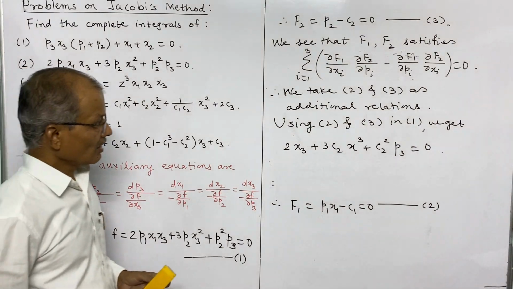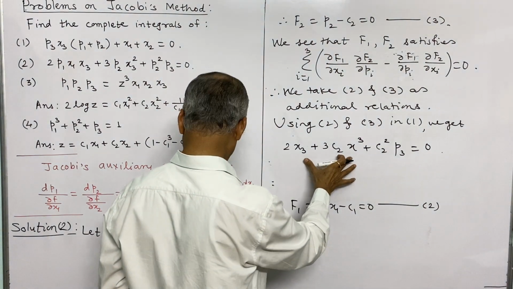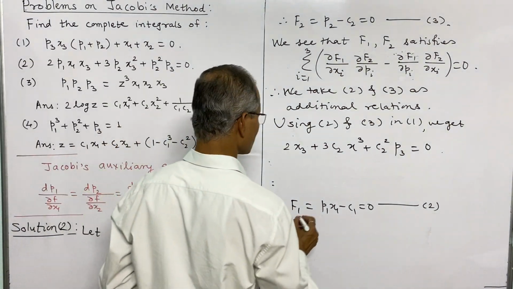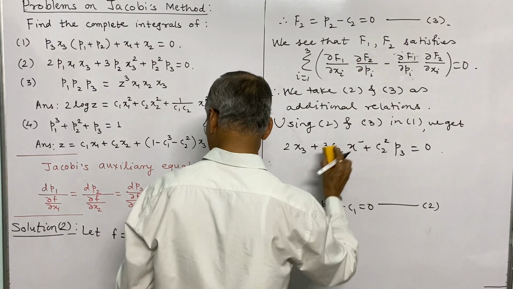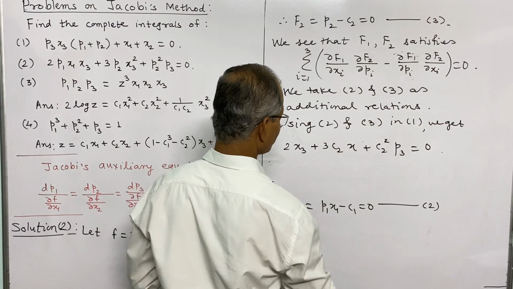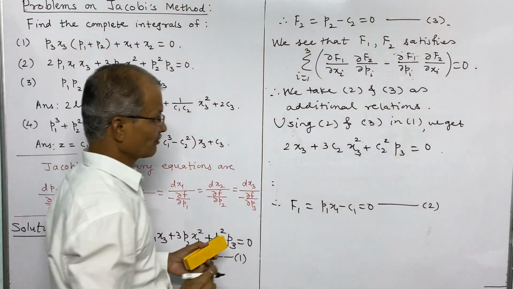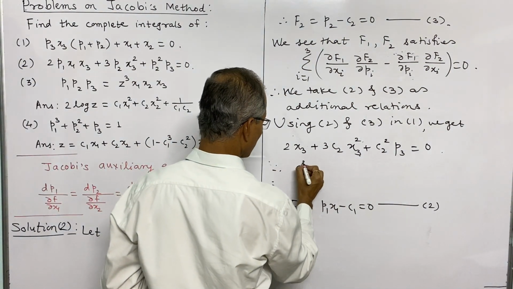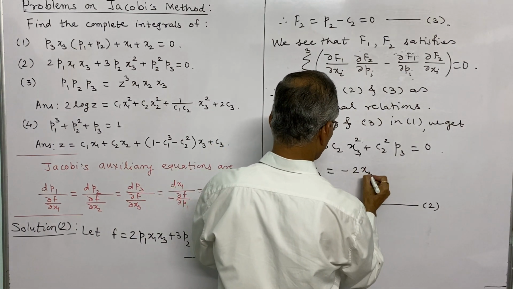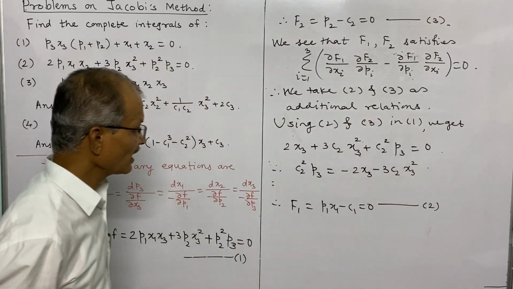And now from this we have to find out what is P3. See, this is x3, P2 is C2, and this is x3 square. This should be corrected. So 3 P2, what is P2, is C2, and this is x3 square. So this gives C2 square P3 is equal to, take these terms on that side, negative, minus 2x3 minus 3C2 x3 square.